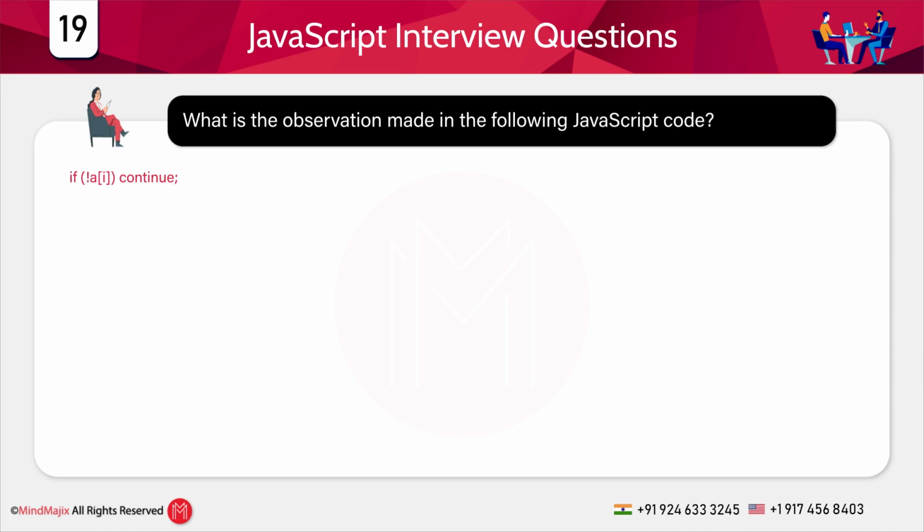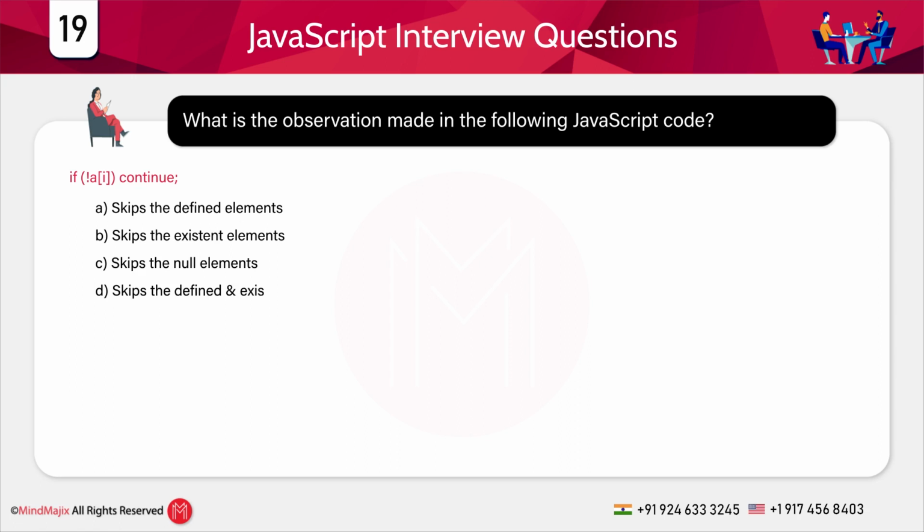Then the options are, what will happen after running this code: it skips the defined element, it skips the existent element, it skips the null element, skips the defined and existent elements. So the answer is skip the null elements. Because the if in the above code checks whether the value of a[i] exists or not. So for an undefined value, meaning the element is not there, non-existent, and for null values, the if returns true.